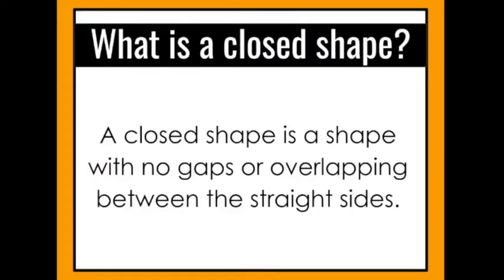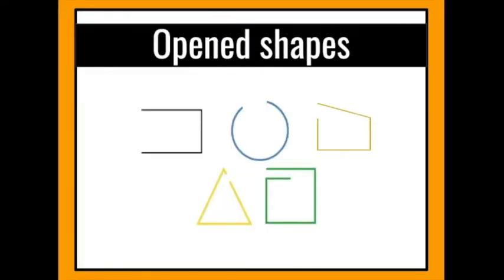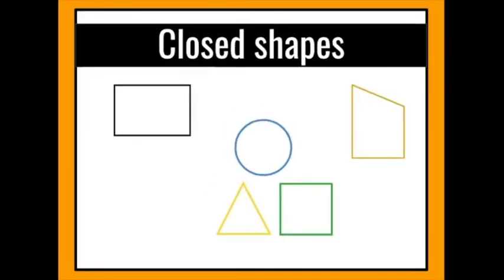What is a closed shape? A closed shape is a shape with no gaps or overlapping between the straight sides. Here's an example of some open shapes. As you can see, there are some big gaps between it. Here are some examples of closed shapes. There are no gaps and no overlapping.